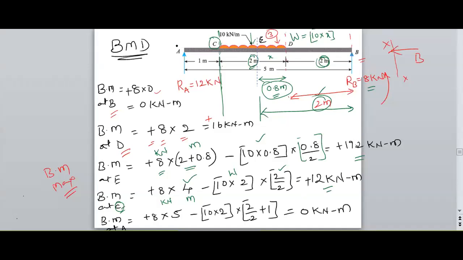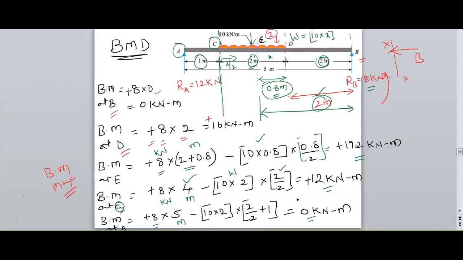Next, the last point is A. My right hand side forces are RB, and its distance from A is 5 meters, and the point load of the UDL is 10 into 2, and the distance from A is 2 by 2 plus 1. This is the 1, and this is 2 by 2. Therefore, I will get a 0.